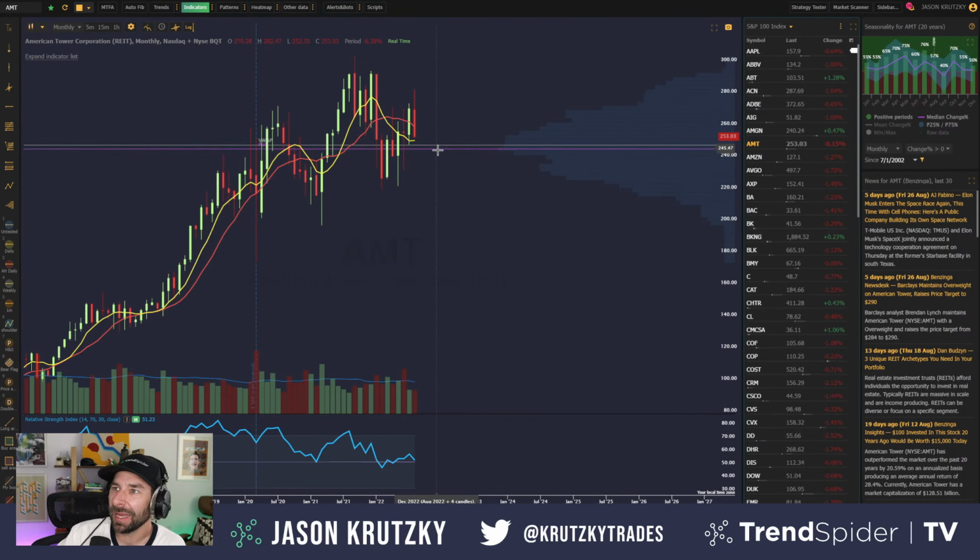Yeah, I mean, it doesn't look bad to me. I kind of like the look of this. This might be a decent pullback spot for an eventual continuation move higher.